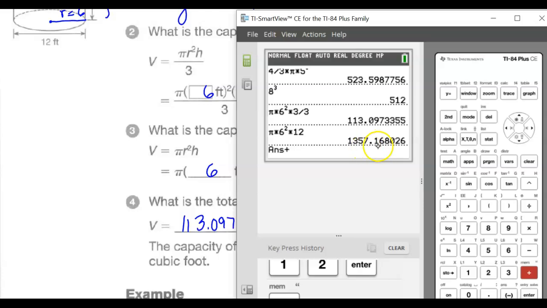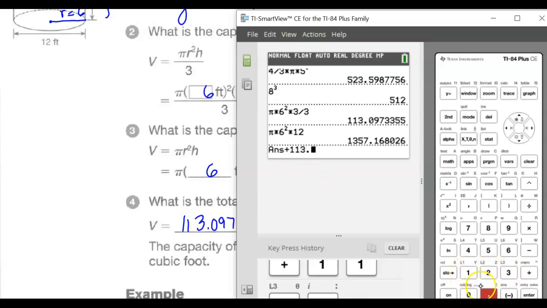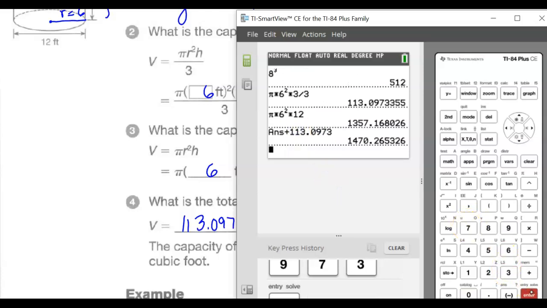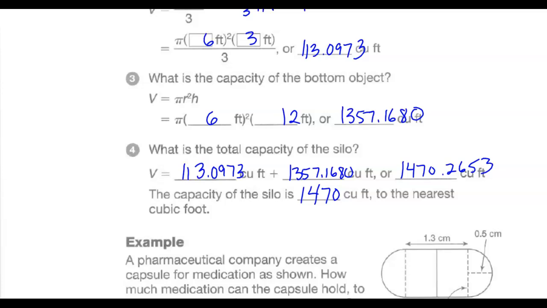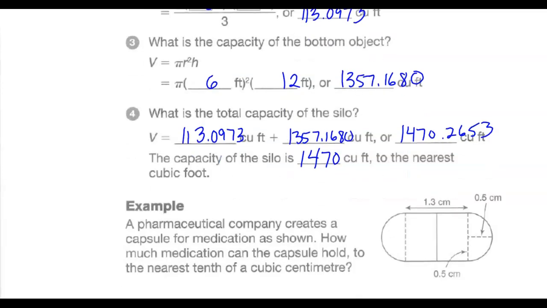I have that previous, all of us will have, and then if you can go back, you can copy it, or you can add 113.0973, because we recorded that on our paper. So 1470.2653. So to the nearest cubic foot, nearest whole number, that's going to be 1,470. And as I said, it doesn't ask you to convert to those actual capacity measurements.